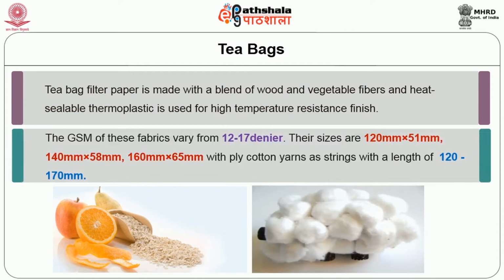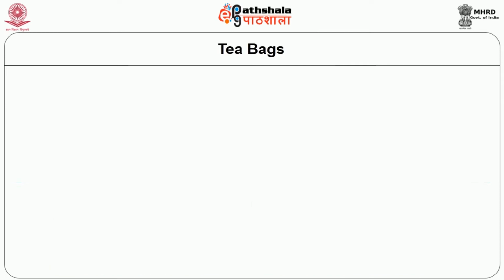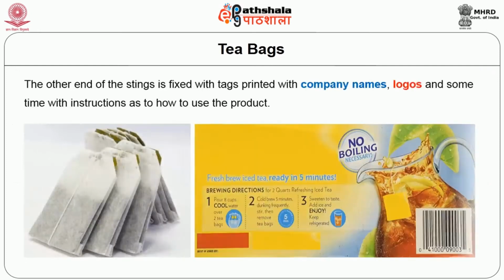The sizes are 120 by 51 mm, 140 by 58 mm, 160 by 65 mm, with poly cotton yarns as strings with a length of 120 to 170 mm. The other end of the string is fixed with a tag printed with the company's name, logo and sometimes with instructions as to how to use the product.